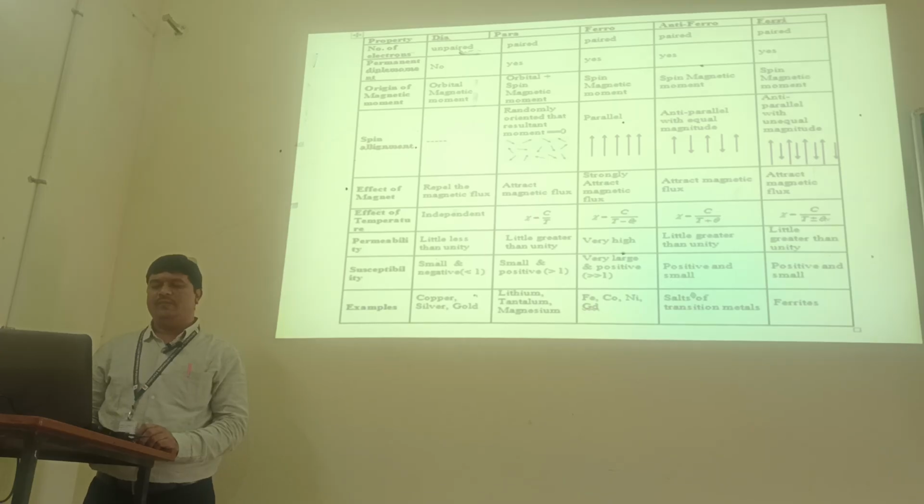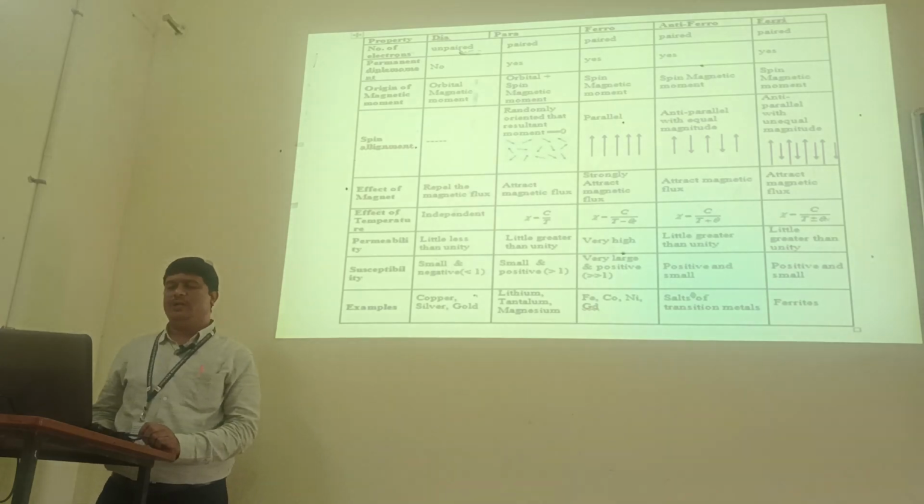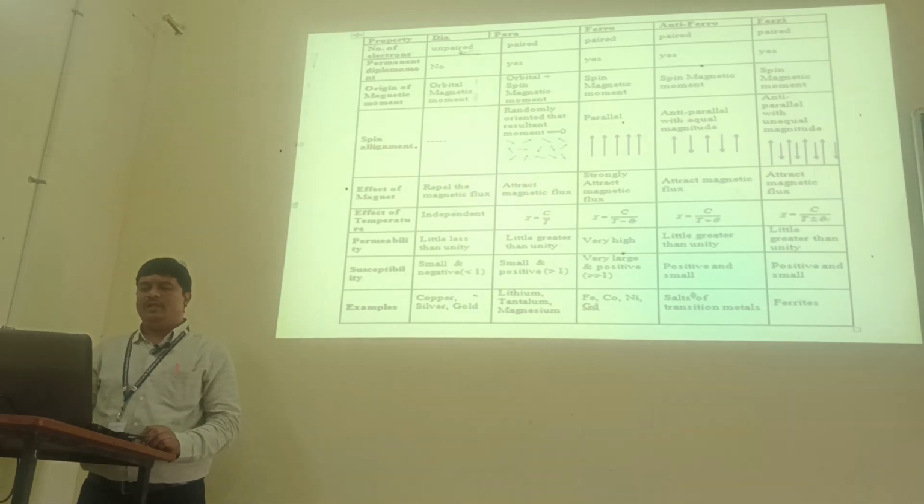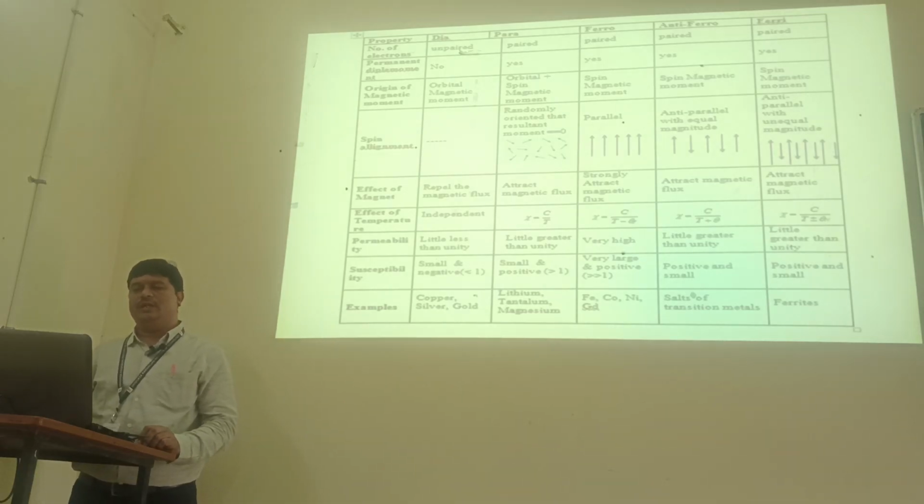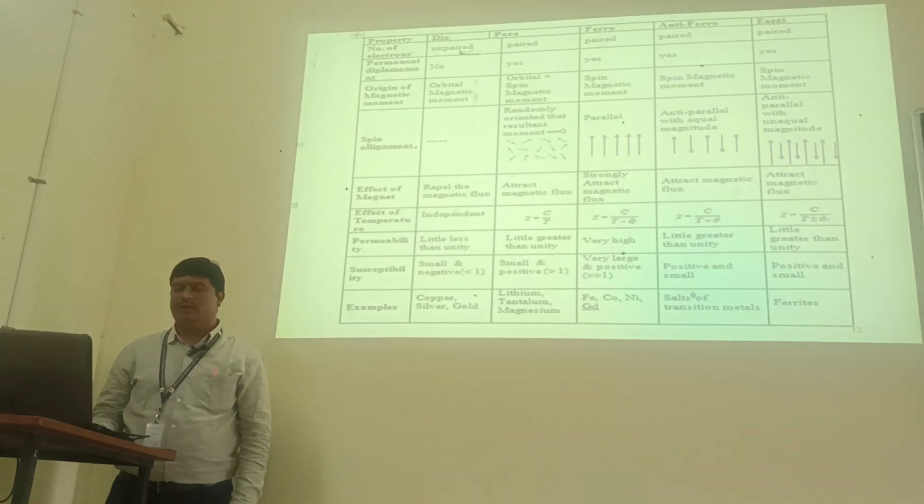Next, susceptibility is small and negative in the diamagnetic material. In the paramagnetic material, small and positive. In the ferromagnetic material, very large and positive. In the antiferromagnetic material, positive and small, and in the ferrimagnetic material, positive and small.